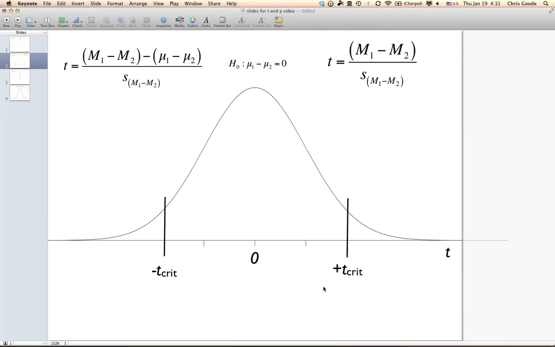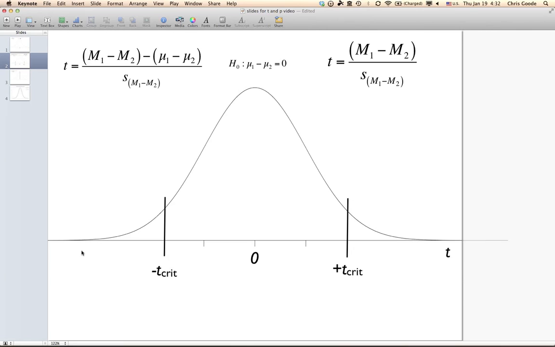What are we actually doing there? Well, the critical regions, that is the shaded areas beyond these critical values, we know that together they make up alpha proportion of the area under the entire curve.